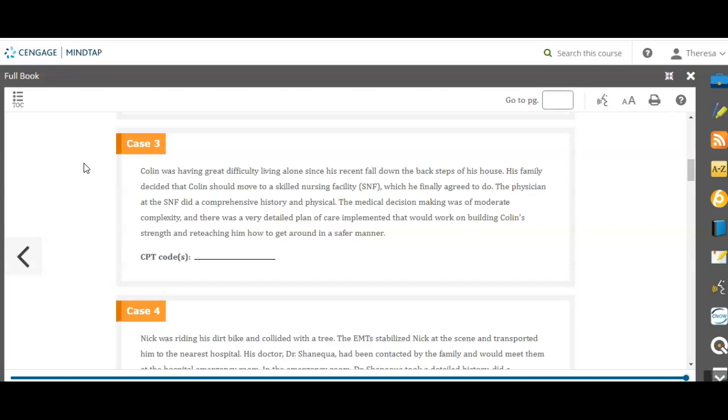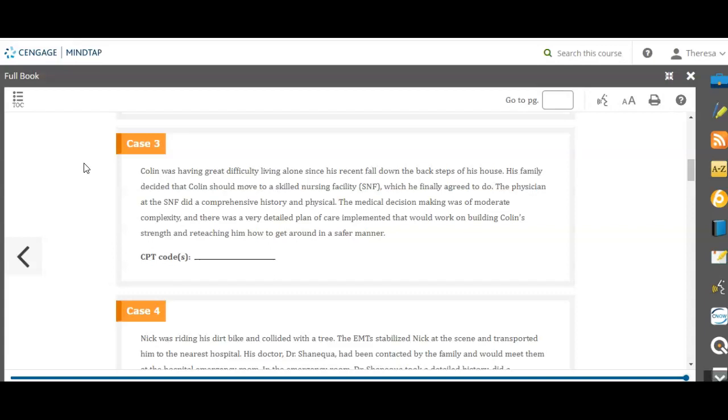This says he had a comprehensive physical and exam, so that puts us in the 99305 and the 99306 categories there. Look down to medical decision making, and it was moderate complexity, so that put that in the 99305. Since we have both of those fitting into that column, that's what your code is, 99305.